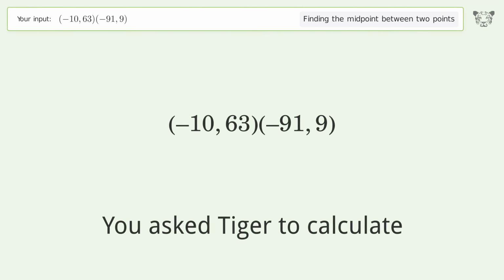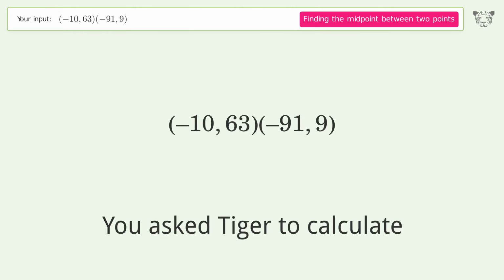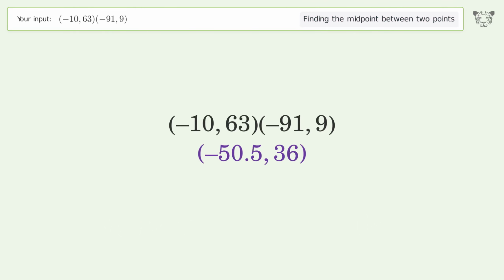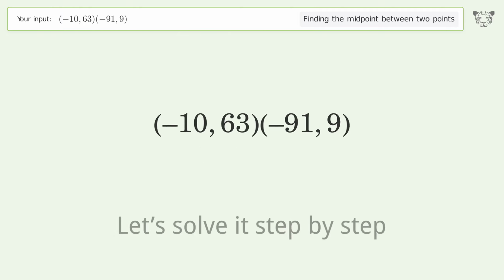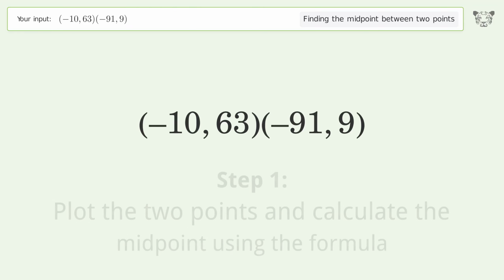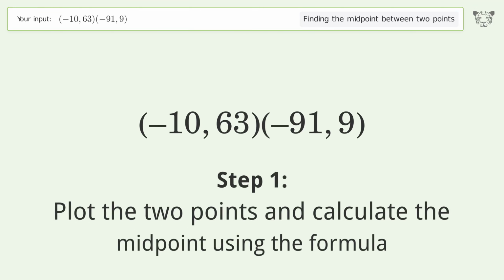You ask Tiger to calculate. This deals with finding the midpoint between 2 points. The midpoint between the 2 points is negative 50.536. Let's solve it step by step. Plot the 2 points and calculate the midpoint using the formula.